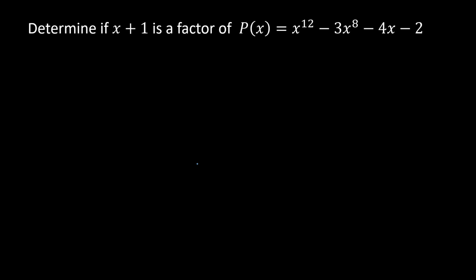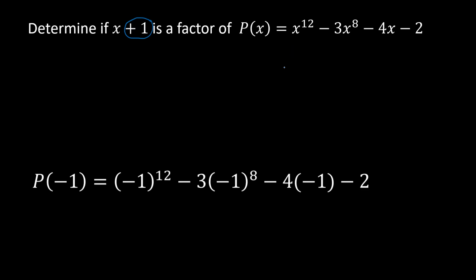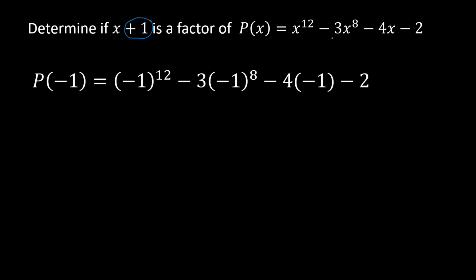So let's say that you're asked to determine if x plus 1 is a factor of the polynomial p of x equals x to the 12th minus 3x to the 8th minus 4x minus 2. To determine if it's a factor or not, we would have to divide and see what the remainder is. A quick way of doing that is by using the remainder theorem. We're dividing by x plus 1, so I take the opposite of the 1, make it a negative 1, plug that in for x. So instead of x to the 12th, we have negative 1 to the 12th. Instead of 3x to the 8th, we have 3 times negative 1 to the 8th. And instead of 4 times x, we have 4 times negative 1.